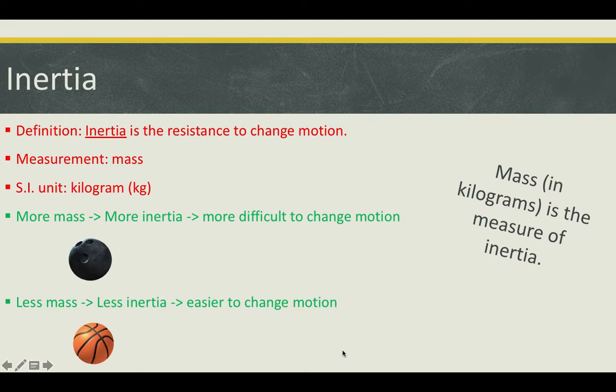So what is inertia? Inertia is an object's resistance to a change in motion. And inertia is measured based on the mass. So if mass is the measure of inertia, then the unit that we would use to quantify mass and describe inertia is the kilogram.